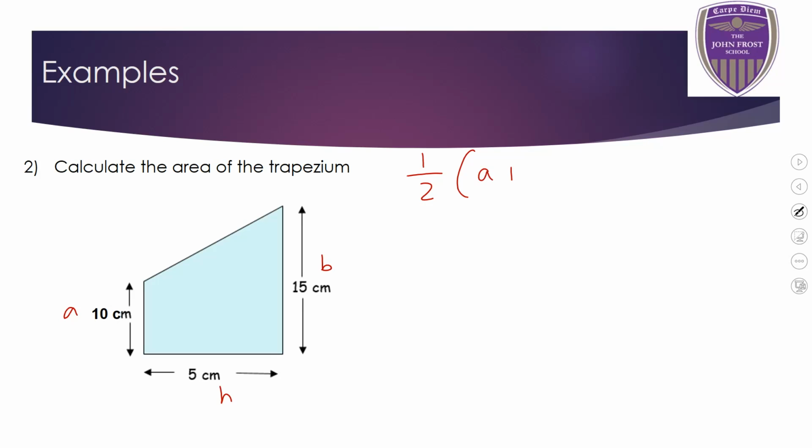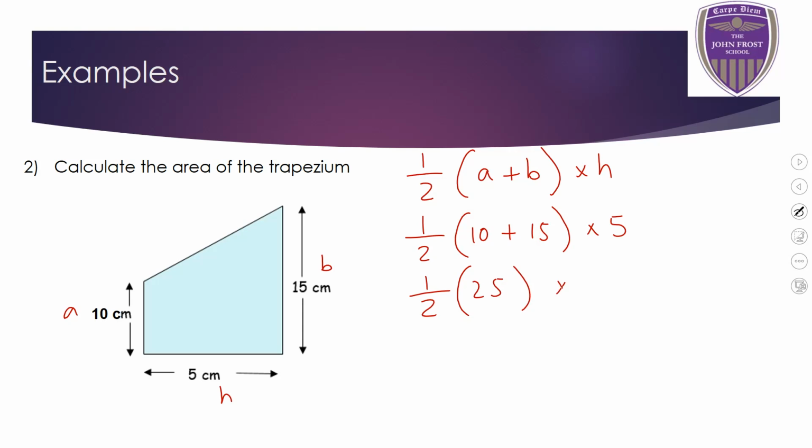A half of A plus B times by H. Then substitute in what we know. So A is 10, B is 15, H is 5. Okay, so this time, once I write this out again now, the answer to the bracket is 25, because 10 plus 15 is 25. And then we've got times by 5. So remember I said in the first example, if the answer to the bracket comes out as even, then half it first, okay?